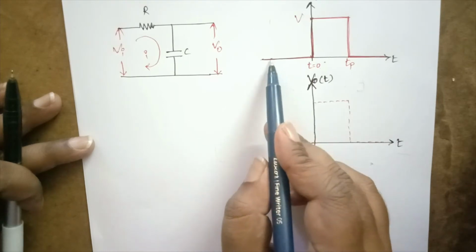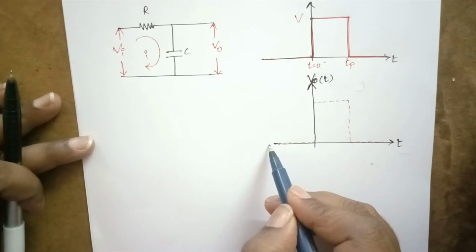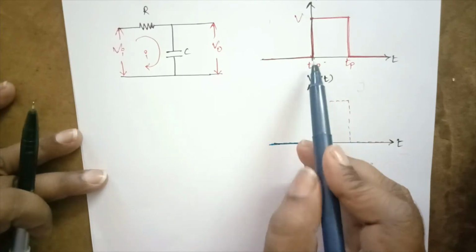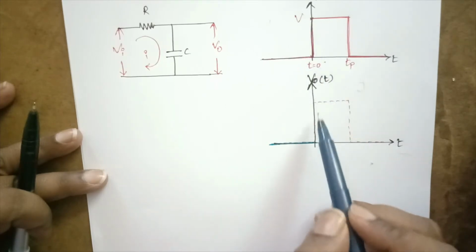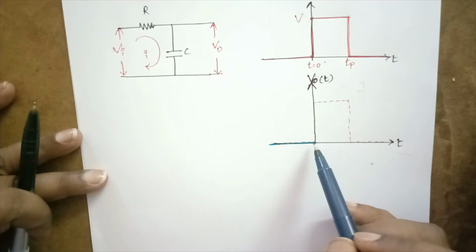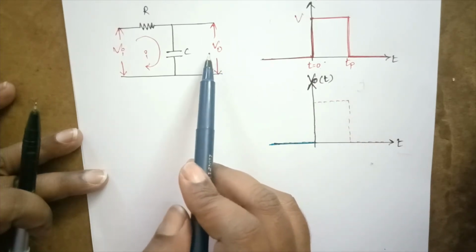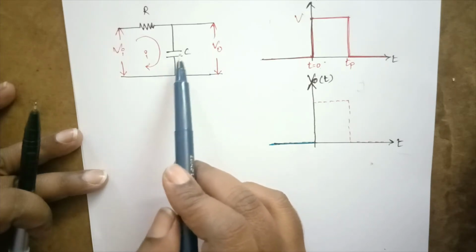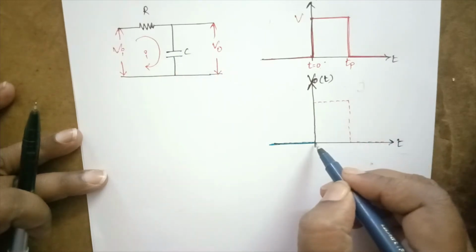Up to t equal to 0, the input is 0, therefore the voltage across the capacitor is also 0, so here we get a flat line. Now the input suddenly rises to V, but the capacitor does not allow a sudden change in voltage, therefore the capacitor slowly charges. If you observe the circuit, the output is taken directly across the capacitor, therefore the capacitor voltage itself is the output voltage, so the capacitor starts charging.